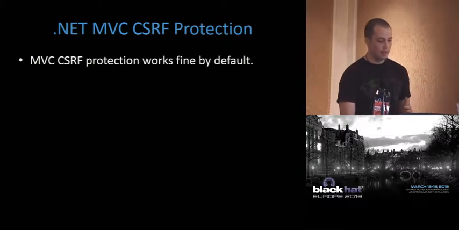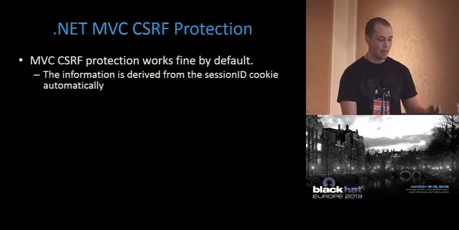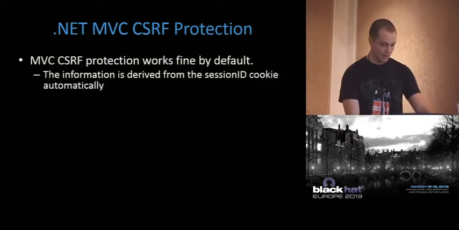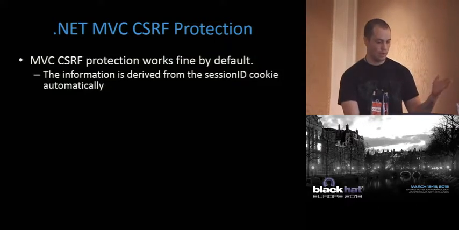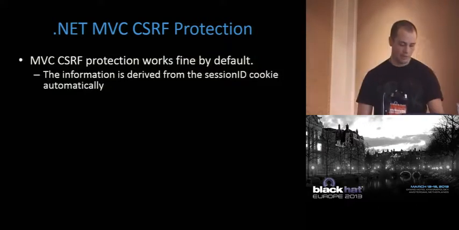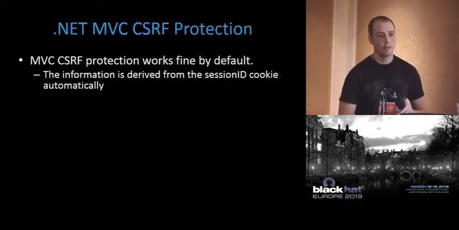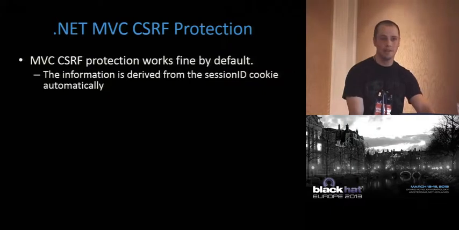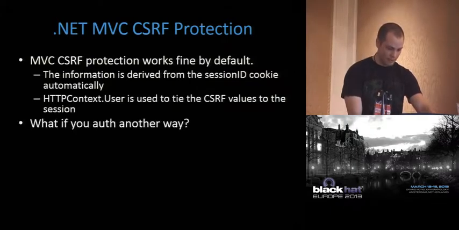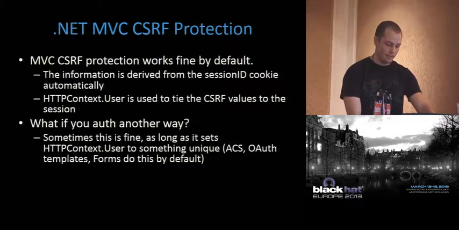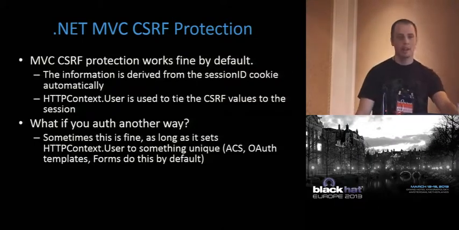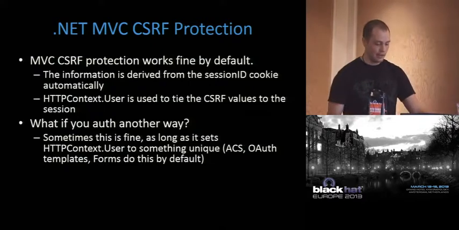So MVC CSRF protection works fine by default, but the information is derived from the session ID cookie automatically. Or sorry, it's not. We just actually went over this. It's not from the session ID cookie necessarily, but it's got from System.Web.HttpContext. So if your HTTP context isn't unique, then you're in trouble. What if you auth another way? Sometimes that's fine, as long as it sets HttpContext.User to something unique. So ACS does this. So if you use ACS, that's fine.